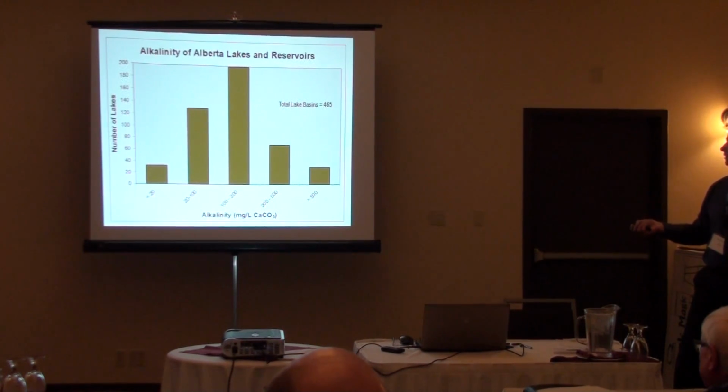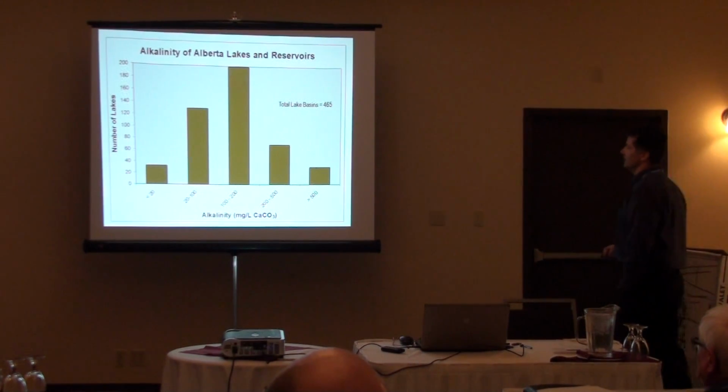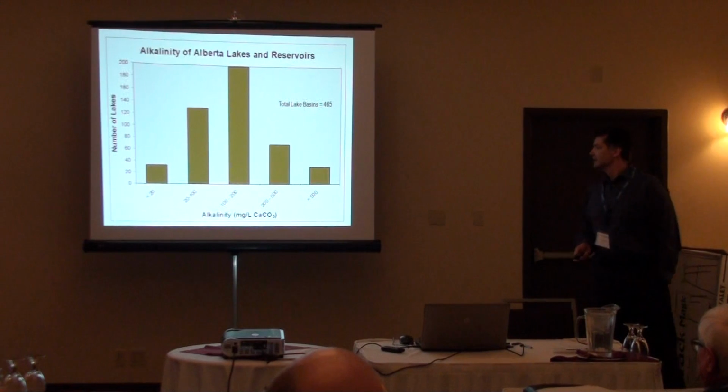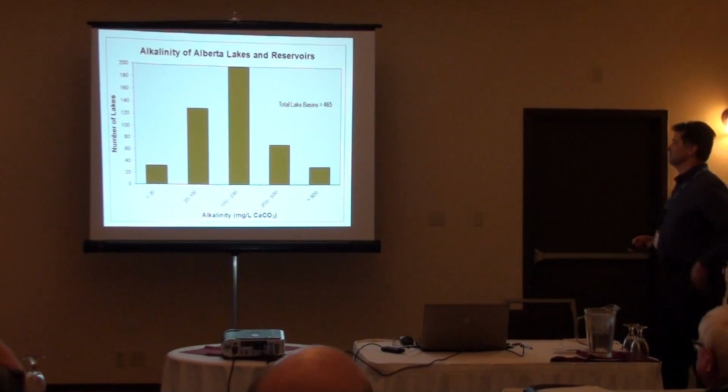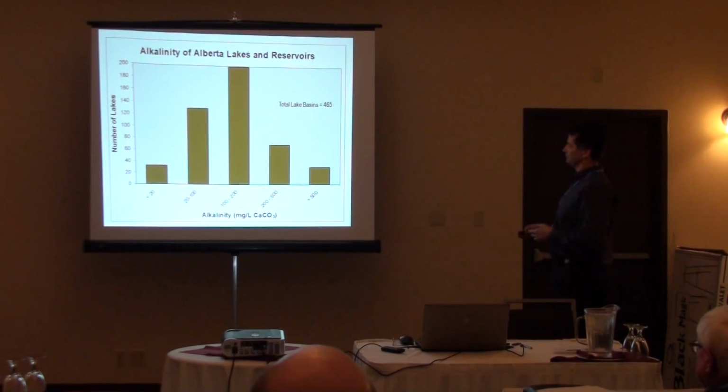This is a chart showing data from our departmental database on lakes from the last 30 years. Total, in this case, of 465 lake basins. And you can see just a general alkalinity. We're on the alkaline side. We have some highly alkaline lakes. Again, that speaks to the water chemistry and the carbon issue there.